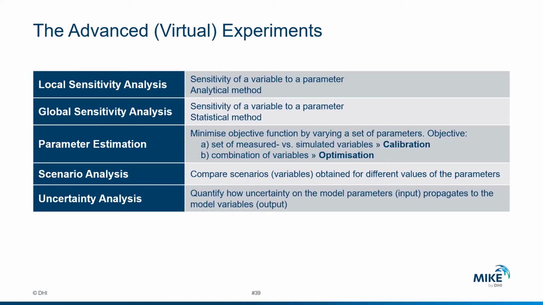Parameter estimation you can use, as I said, to calibrate the model. So a combination of these 2 experiments is effectively a means to automatically calibrate a model. You can also use parameter estimation to optimize, the typical process optimization exercise, to optimize a layout, a process. A scenario analysis to compare scenarios, and uncertainty analysis will rather show you a typical output that makes it maybe more clear.